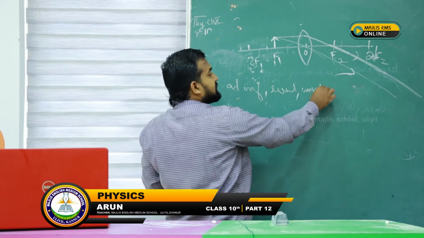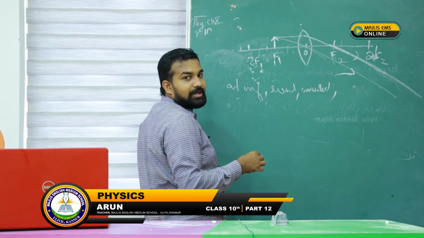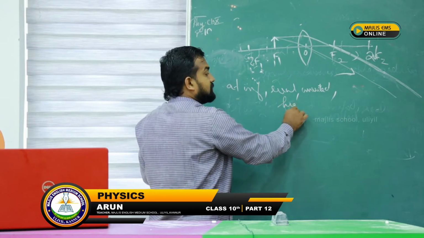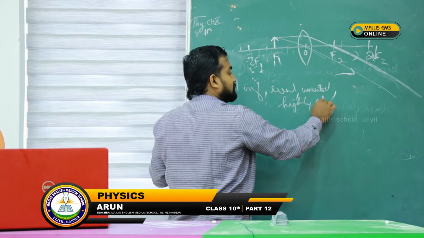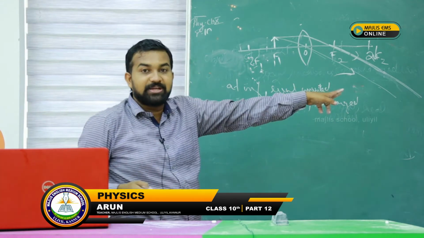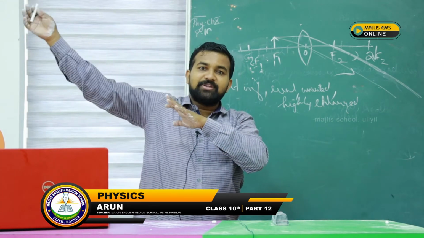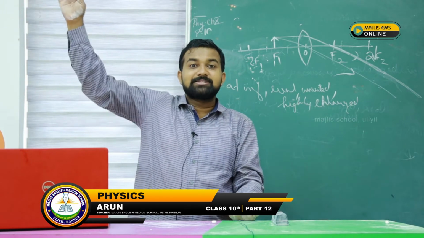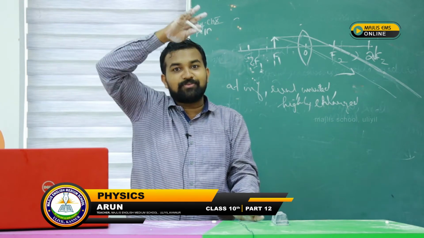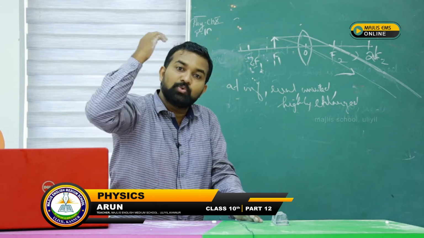Okay, so the image is inverted over here, it is real, and what is to be found out again? It is highly enlarged. It is formed at infinity. Why is it highly enlarged? Why is it forming at infinity? I have discussed it before. Because we are imagining that from infinity a ray is coming. That means it is a highly enlarged image. So whatever ray is going to infinity, we will imagine that it will meet at infinity.